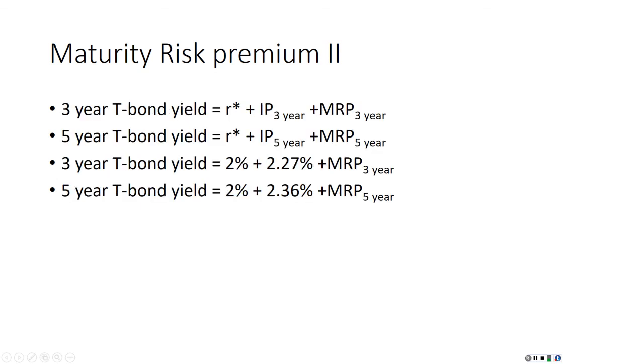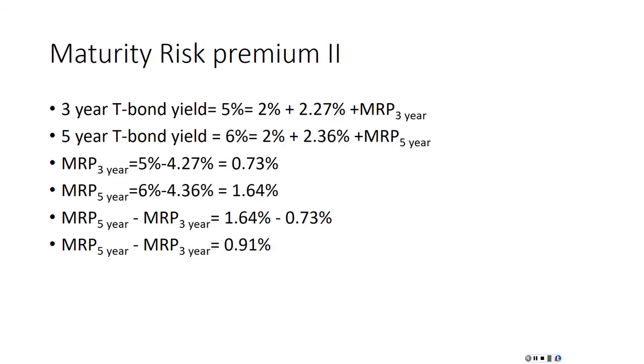So now we can say that the 3-year T-bond yield is going to be 2% plus 2.27%, plus the maturity risk premium over 3 years, while the 5-year T-bond yield will be 2% plus 2.36% plus the maturity risk premium over 5 years. The 3-year T-bond yield is 5%, which will be equal to 2% real risk-free rate plus 2.27% for the 3-year inflation premium plus the maturity risk premium over 3 years, while the 5-year T-bond yield, which is equal to 6%, will be equal to 2% plus 2.36% inflation premium plus a maturity risk premium over 5 years.